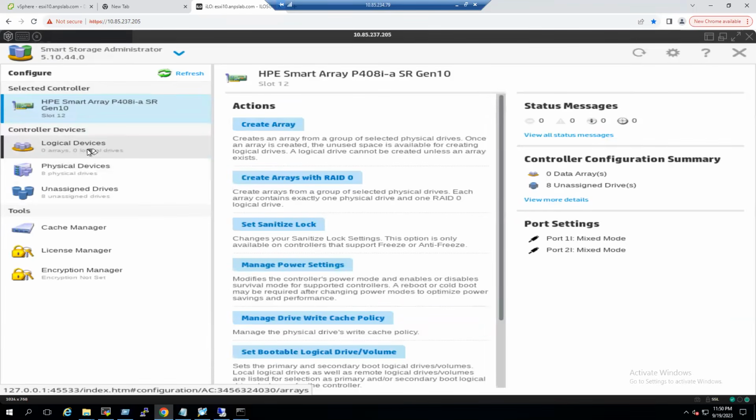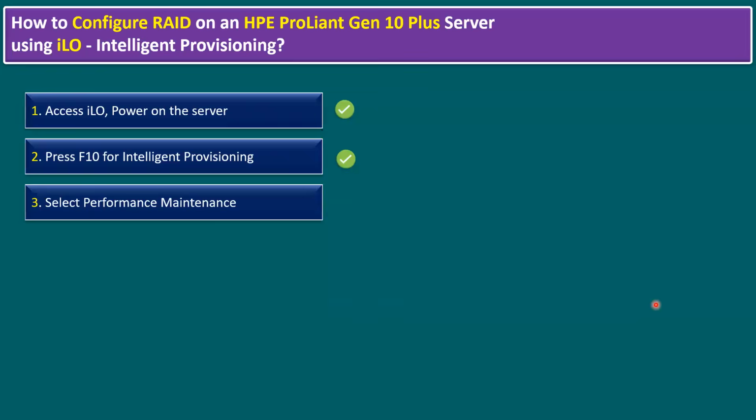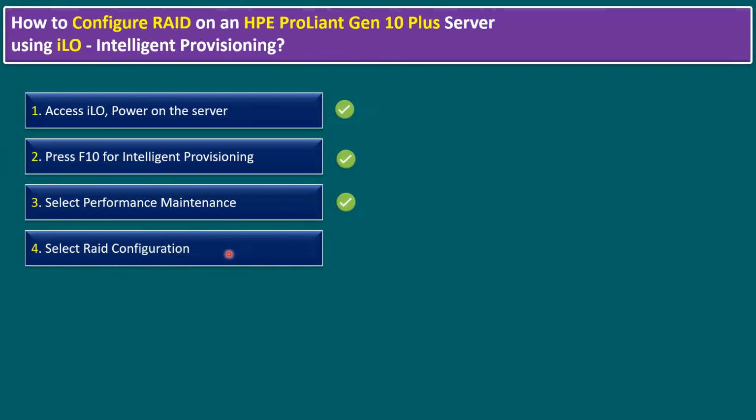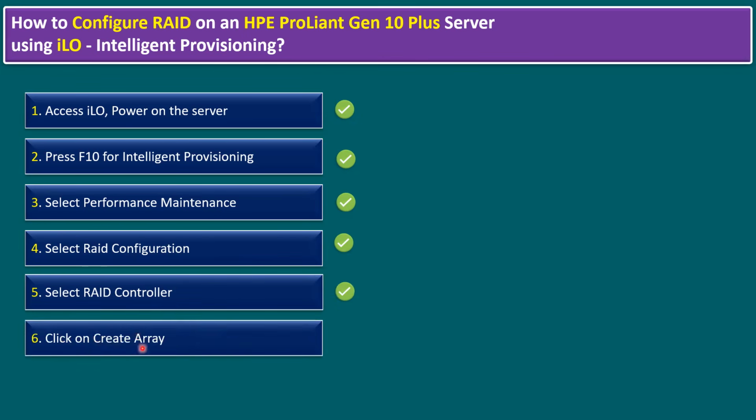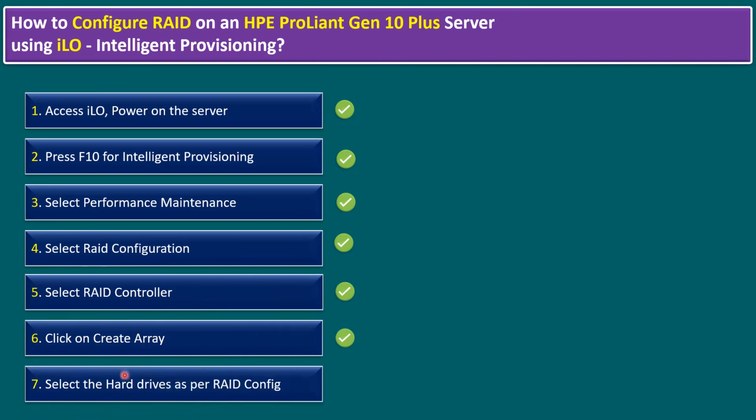Before creating an array, let's go back to the slide. I will just navigate through the steps we have completed so far. We already selected the Perform Maintenance option and selected the RAID configuration. This step is also completed, and the fifth step, select the RAID controller, we just did. Now we are going to click on Create Array and create an array, but while creating the array, select the specific hard drives as per the RAID configuration.